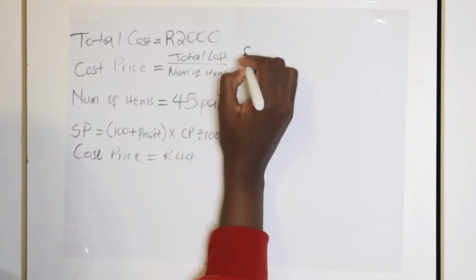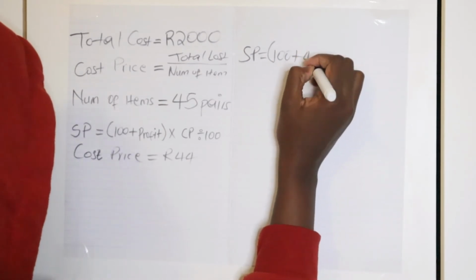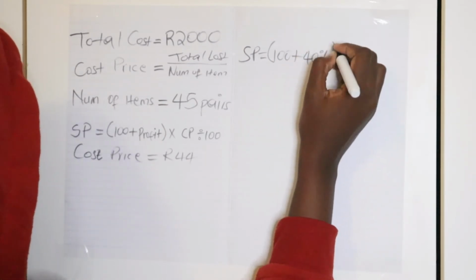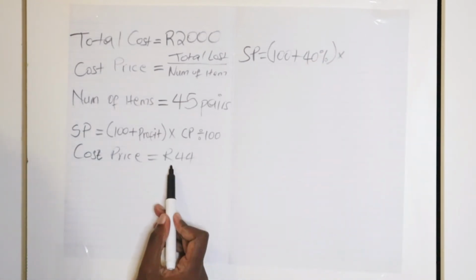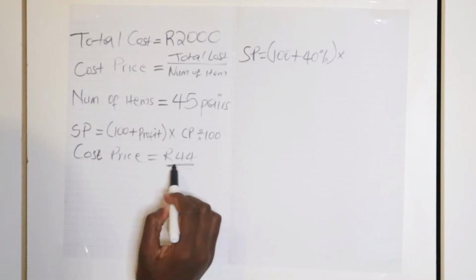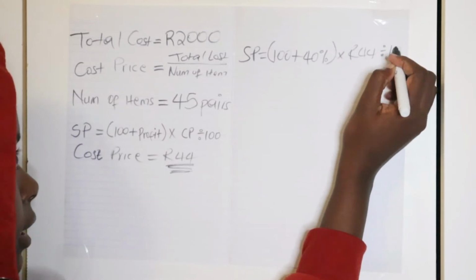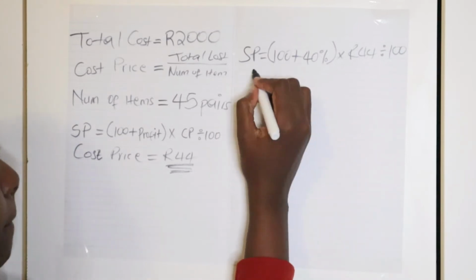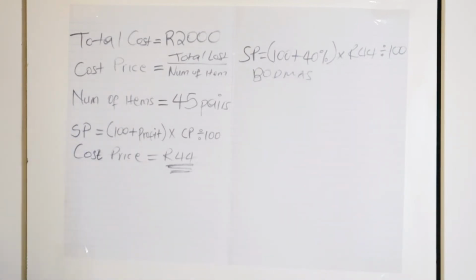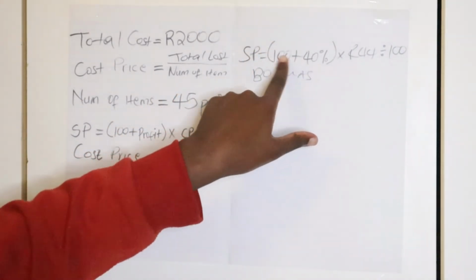So let's do the calculations. SP is equal to (100 plus 40%) multiplied by CP. Remember CP is the 44 rand. So it's going to be (100 plus 40%) times 44, divided by 100. We are going to use the BODMAS method to calculate our selling price. So the first thing is brackets. We are going to deal with the brackets.